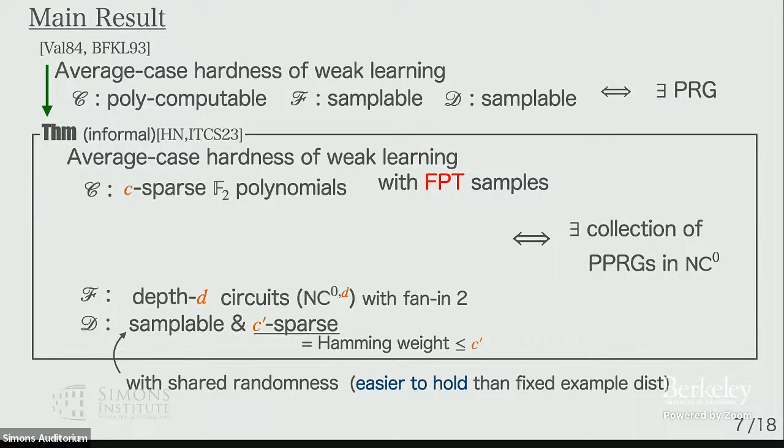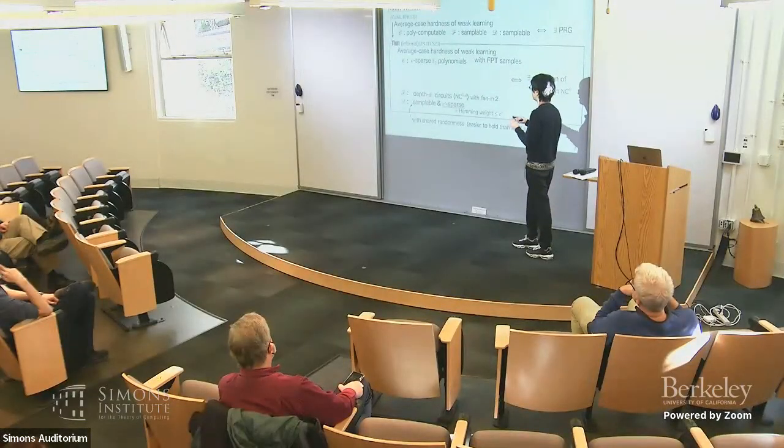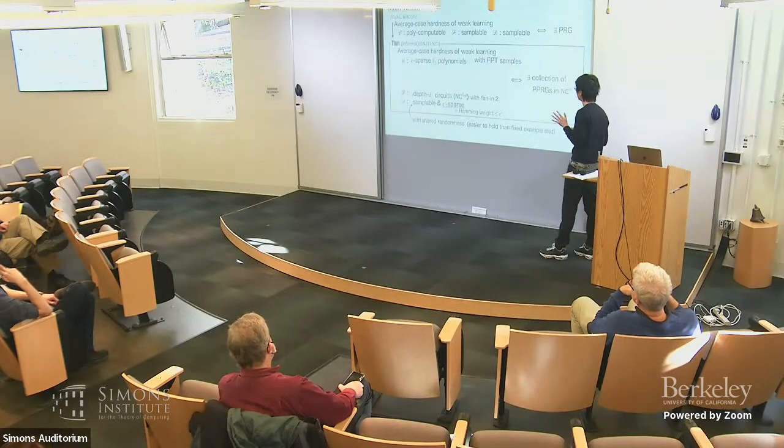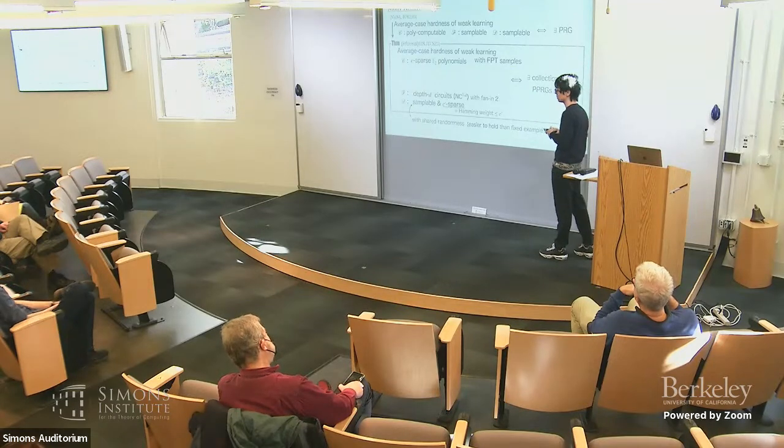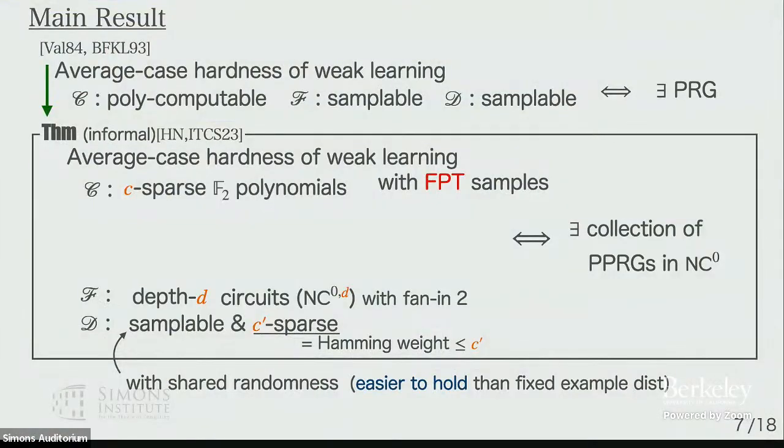Sorry, can you help me understand? So C is the concept class, what is F? Yeah, F is the distribution over functions, I mean, the distribution over representations of C-sparse F2 polynomials. And D is the example distribution. So I'm generating the samples by one of these objects? Yes, by using D, we generate the samples, the inputs, and by selecting F, we can construct the labels.